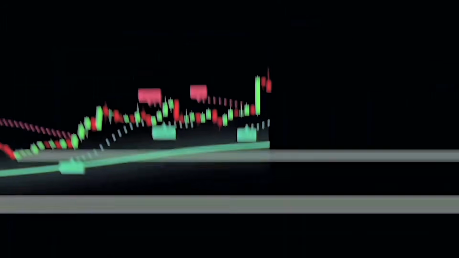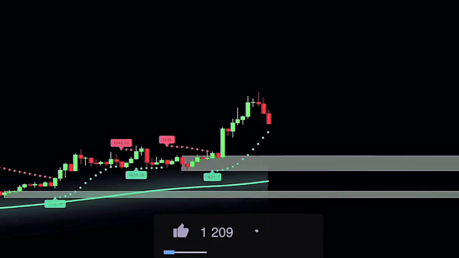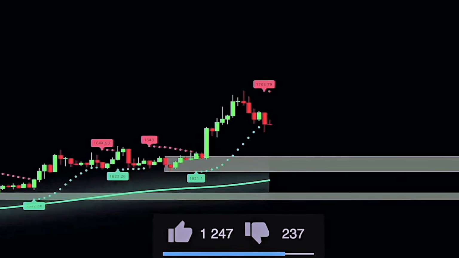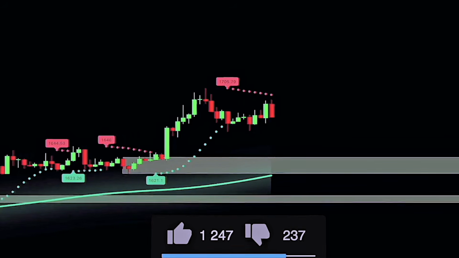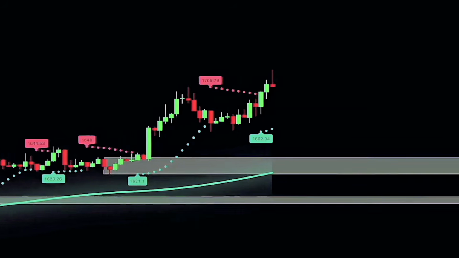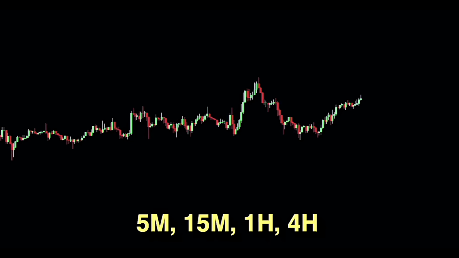In this step-by-step tutorial, I'll show you exactly how to use this indicator in the right way. And I'll also give you a complete trading strategy built around it that can help you lock in consistent profits. It's worth noting that this tool works across different markets: cryptocurrencies, stocks, futures, and forex pairs. The best time frames for it are 5 minutes, 15 minutes, 1 hour, and 4 hours.